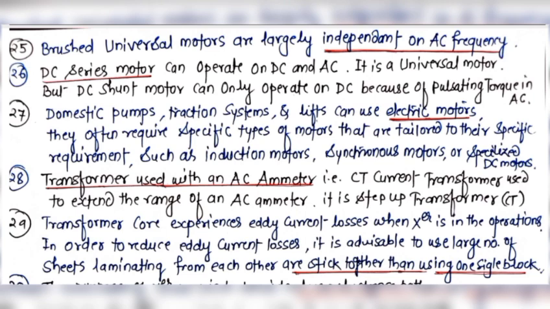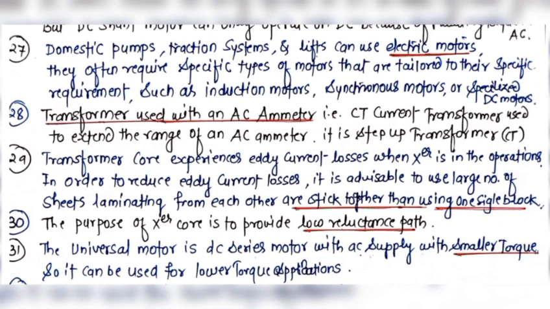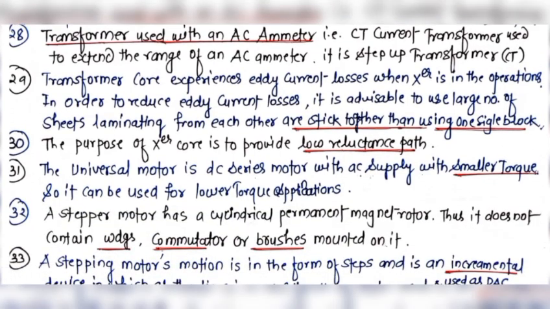They often require specific types of motors that are tailored to their specific requirements, such as induction motors, synchronous motors, or specialized DC motors. Transformers used with an AC ammeter are CTs. Current transformers are used to extend the range of an AC ammeter. It is set up as a step up transformer, that is CT, current transformers.